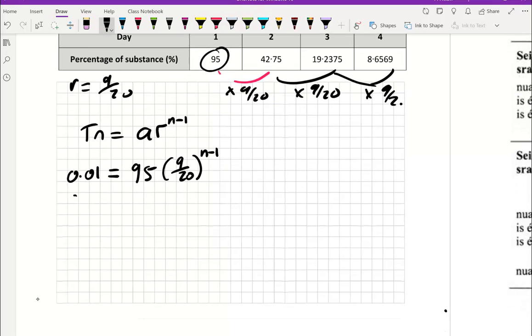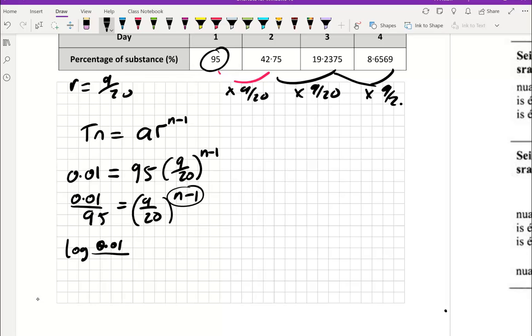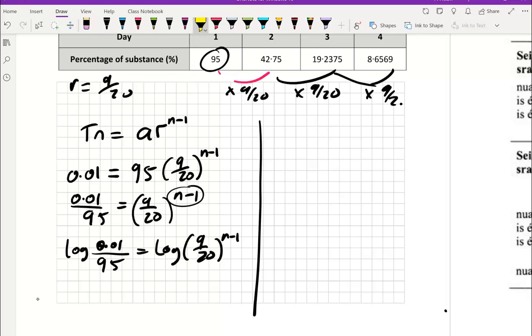So first thing, the 95 comes over, it's going to divide. That's going to be 9 over 20 to the power of n minus 1. Now, if what I'm looking for is up here, get the log of both sides. So the log of 0.01 over 95 is equal to the log of 9 over 20 to the power of n minus 1. Of course, using logs allows us to bring the powers down in front.